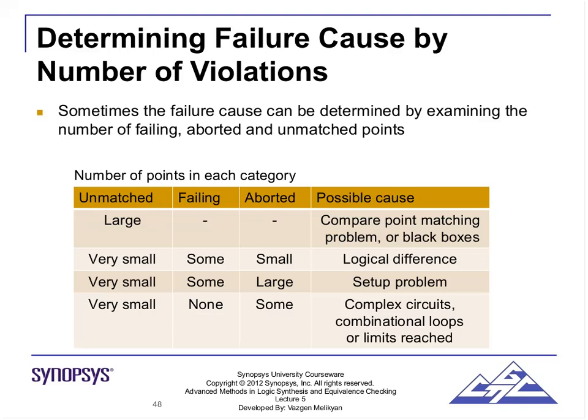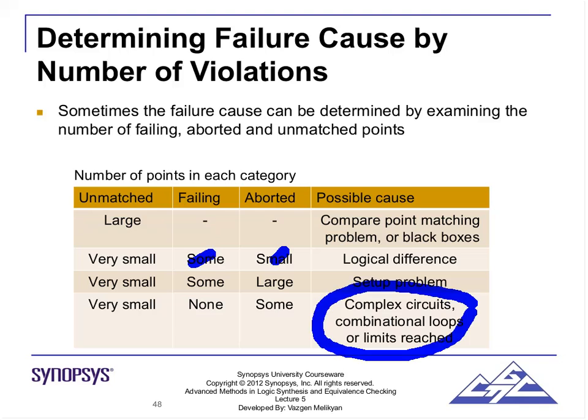If such is the case, then there can be a genuine logical difference. If there are a large number of aborted points, then you might have a setup problem, right. If you have no failing points and some aborted points, it points to a very complex circuit or combinational loops. So mostly when you are doing Formality for the first time without any experience, you will face these types of cases.